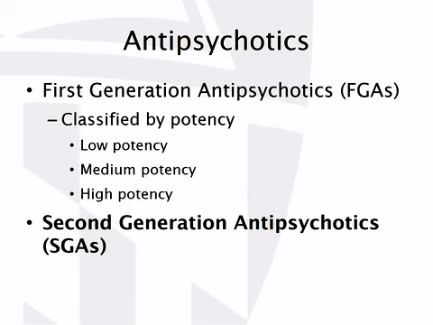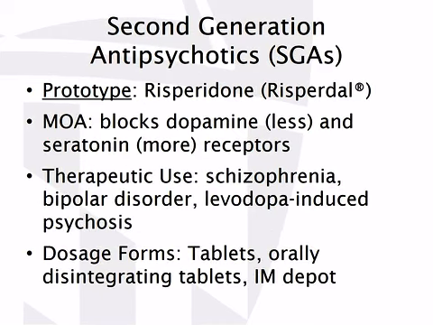All right, so let's move on to the second generation antipsychotics. Remember, I said these are also known as the atypical antipsychotics. So the prototype second generation antipsychotic is risperidone or Risperdal. The second generation antipsychotics have less affinity for dopamine receptors and more affinity for serotonin receptors. So they block dopamine and they block serotonin. However, in comparison to the first generation agents, there's less dopamine blockade. And so because of this, the second generation agents cause fewer extrapyramidal symptoms than the first generation agents.